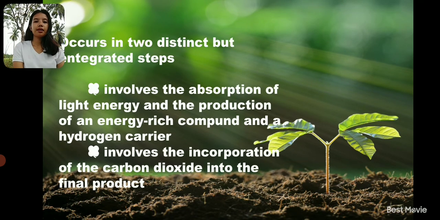So photosynthesis occurs in two distinct but integrated steps. First, it involves the absorption of light energy and the production of an energy-rich compound and a hydrogen carrier. The second step involves the incorporation of the carbon dioxide into the final product.